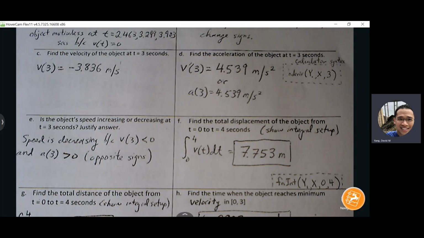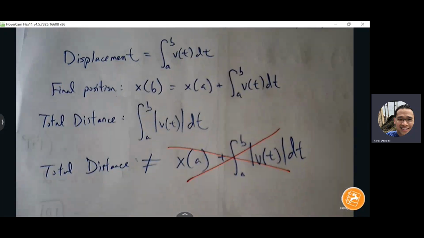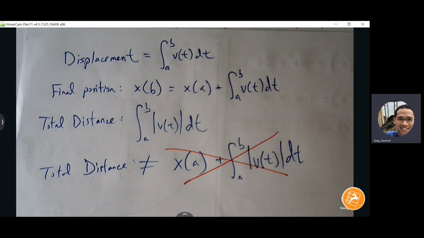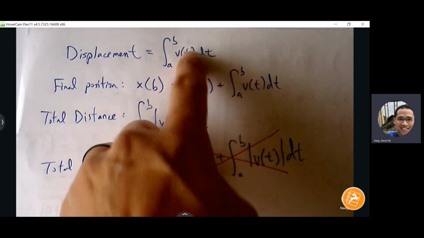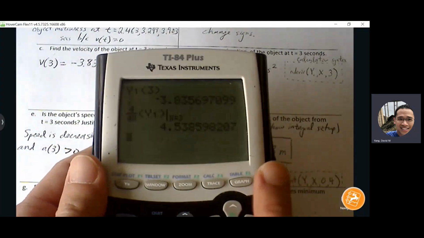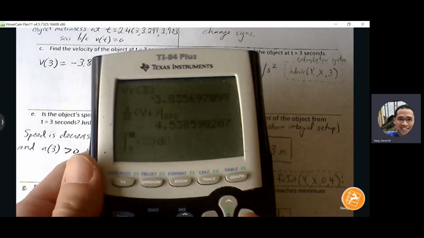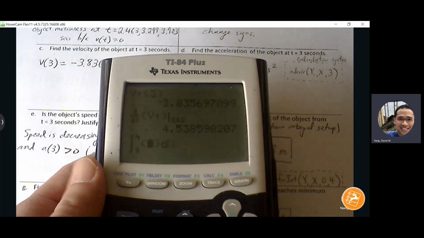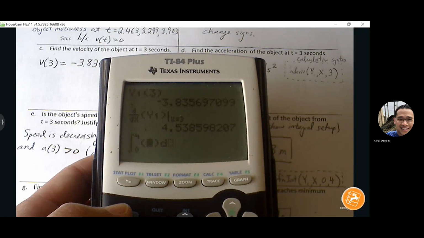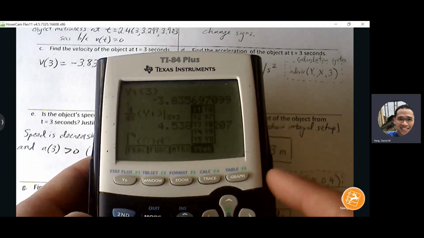I talked a little bit about this last time. Total displacement. There's a distinction between the 3 things that I want you to make sure you're clear on: displacement versus position versus distance. Displacement is just how much progress did I make from where I started to where I ended up. So it's just the integral from a to b of v of t. We have that definite integral feature in our calculator under math 9, fnInt. You're just going to go from 0 to 4. Again, call your v, your Y1, which is stored under alpha trace.